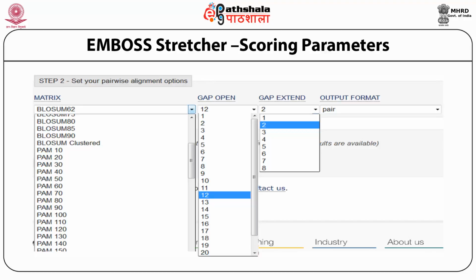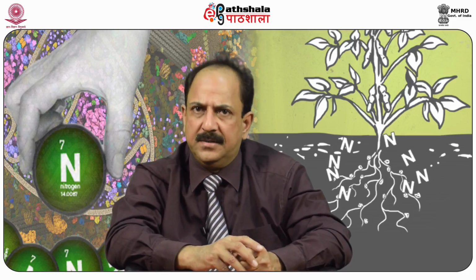It offers to select BLOSUM matrices from BLOSUM 30 to BLOSUM 90 with an increment of 5. The default is BLOSUM 62. In addition, again, one can select from PAM10 to PAM500 with an increment of 10. However, EMBOSS Stretcher allows only a small range of gap opening penalties, that is from 1 to 25, and gap extend penalties from 1 to 8.